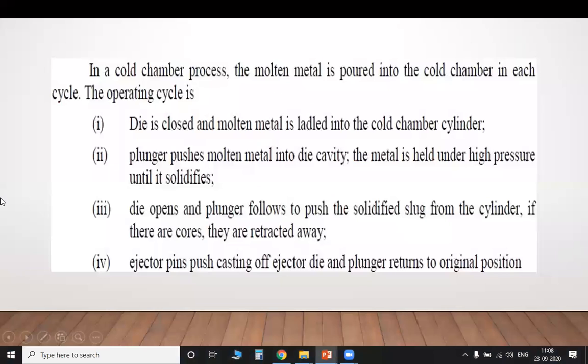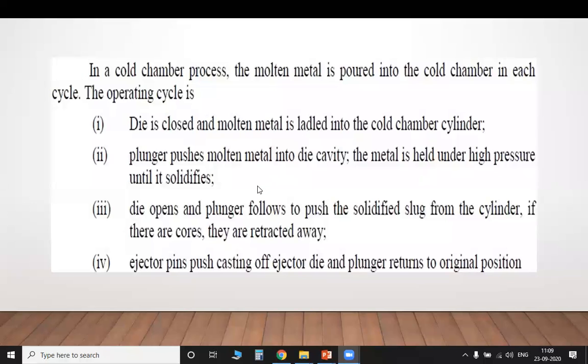In the cold chamber process, the molten metal is poured into the cold chamber in each cycle. So we pour the molten metal in each cycle. One of the best advantages of this die casting is that the dies are permanent molds. So they cannot be wasted. They can be reused each and every time.